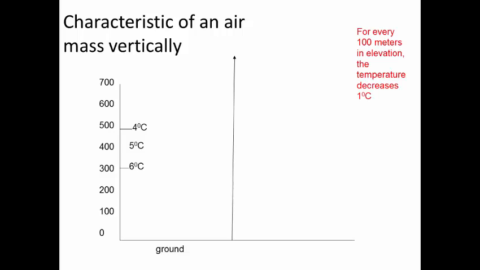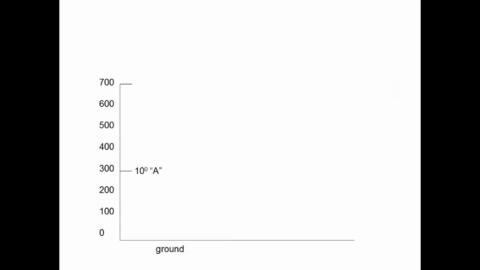So the rule is simple. For every 100 meters, the temperature decreases by 1 degree Celsius. Okay, so let's do a little test. In a moment, I'm going to ask you to pause the video, so you need to be prepared to do this. In front of you is an air mass. The vertical line represents the ground, and the horizontal line represents elevations by interval of 100 meters.